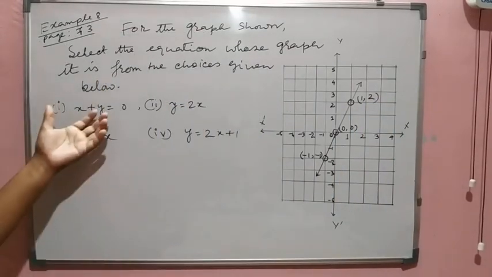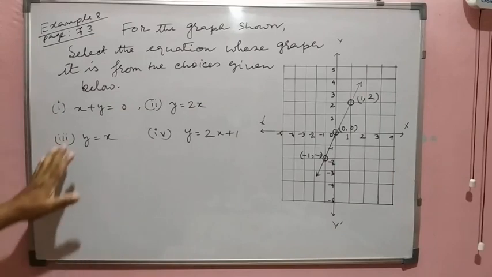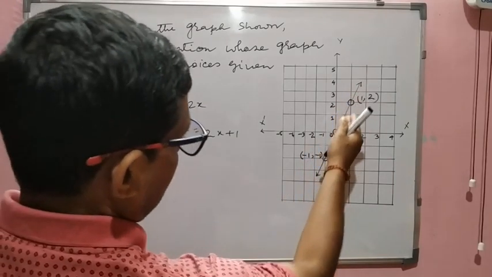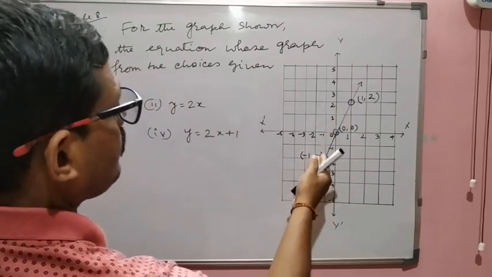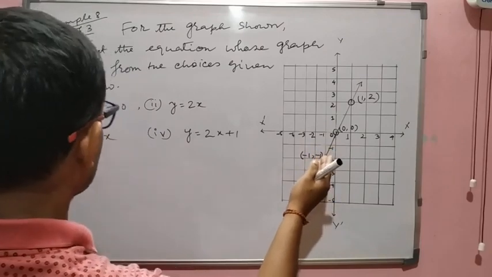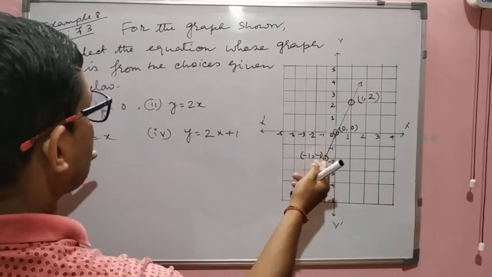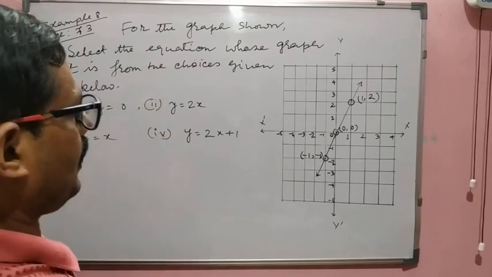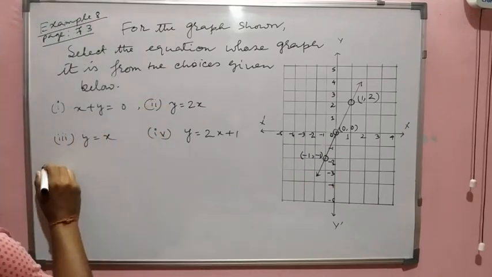So we are given 4 equations here. You have to select the equation whose graph this is. Which is the equation for this graph? So we are given 4 equations. Let us see now how to solve. Solution.